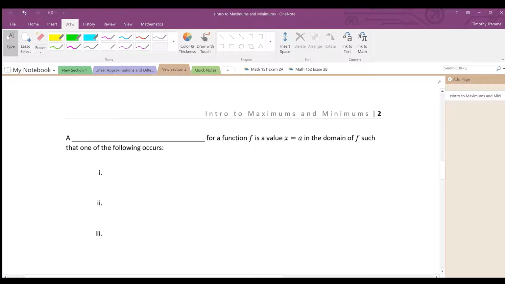All right, and so we have ourselves a definition here at the beginning of page 2. A blank for a function f is a value x equals a in the domain of f such that one of the following occurs. So this new word is going to be a critical number.